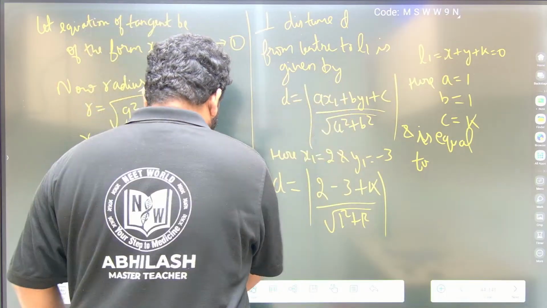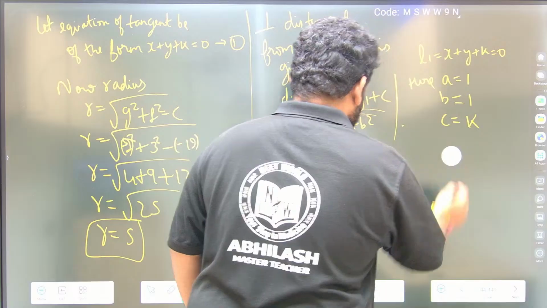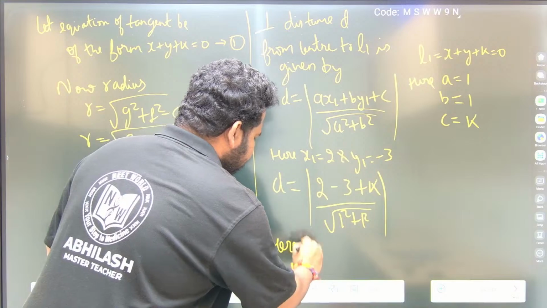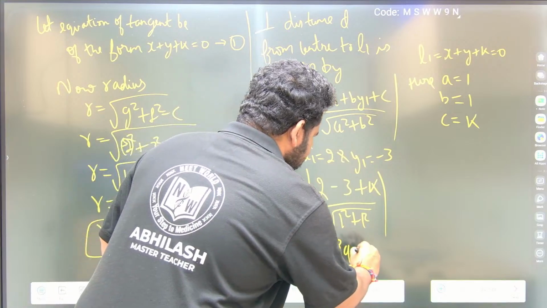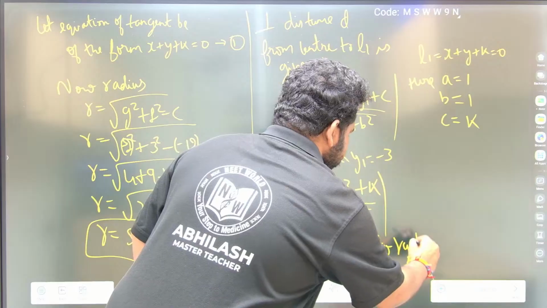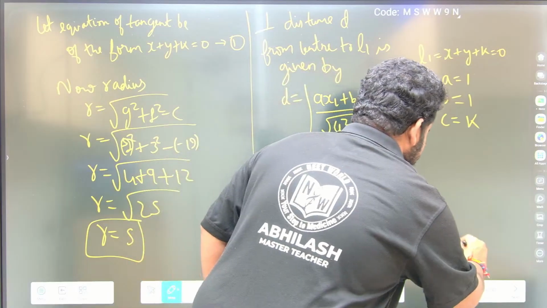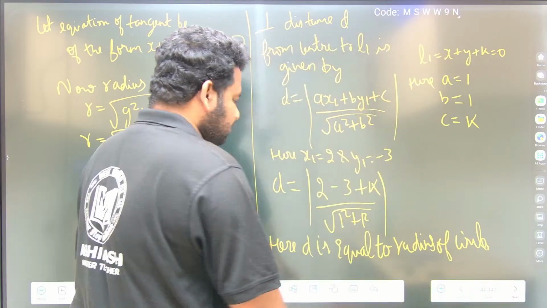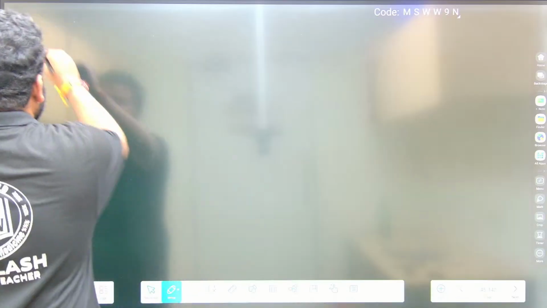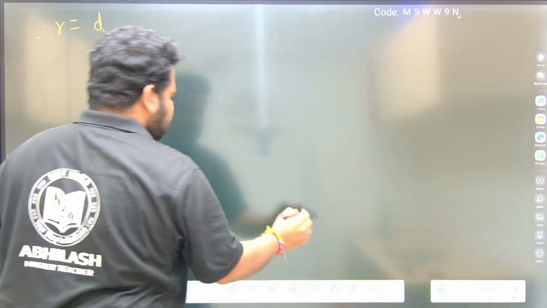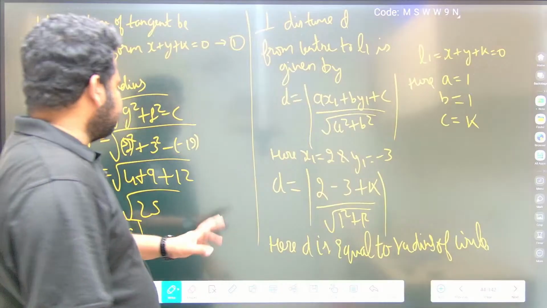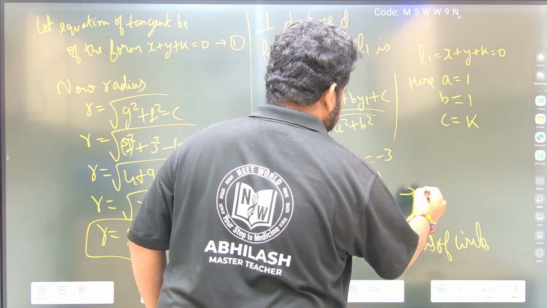Okay, so here let us write it here. D is equal to radius of circle. Therefore R is equal to D, or D is equal to R. Let me write it as D is equal to R. So D value is what? Let me write this as equation 2.